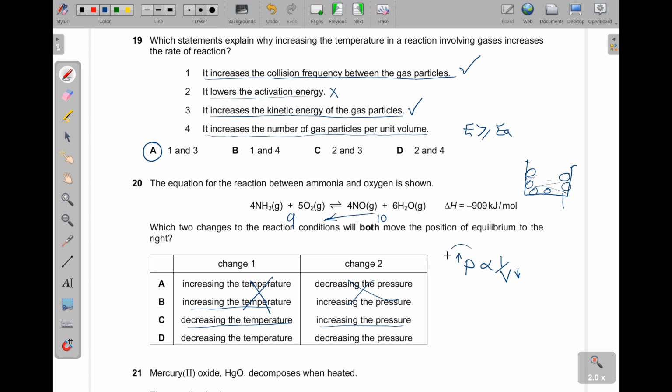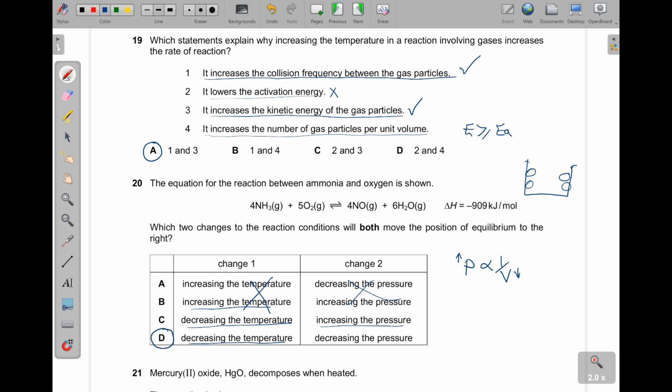Because you have increased the pressure, volume has to reduce. So the equilibrium position is going to shift to the side with less number of gas moles. And less number of gas moles, we see it here. The more is this side. You see? So this one has to be wrong. And then our answer has to become this D here. Okay? So the answer is D.